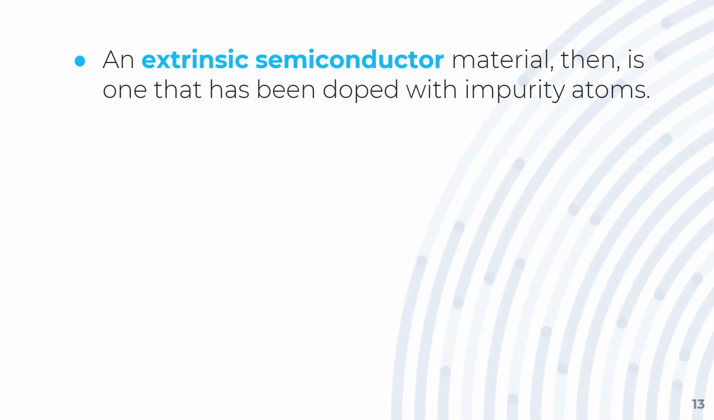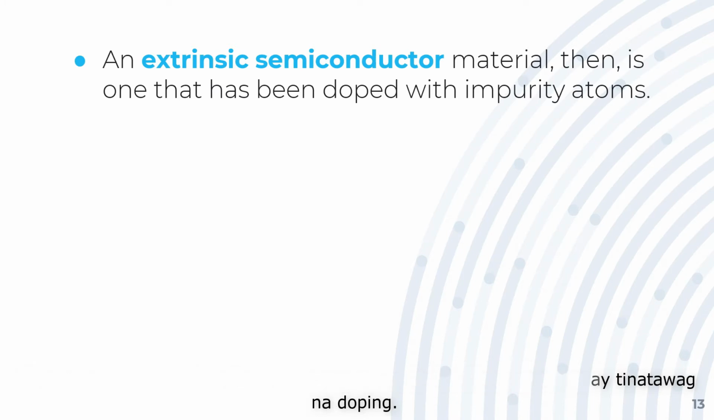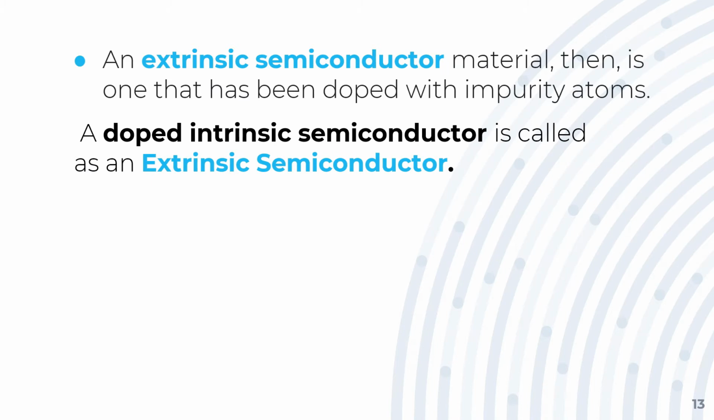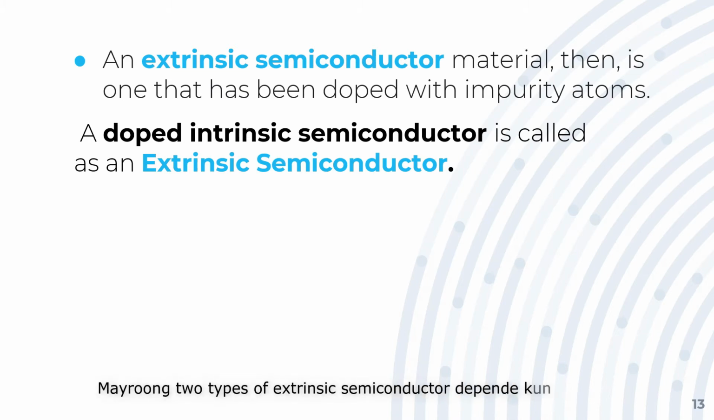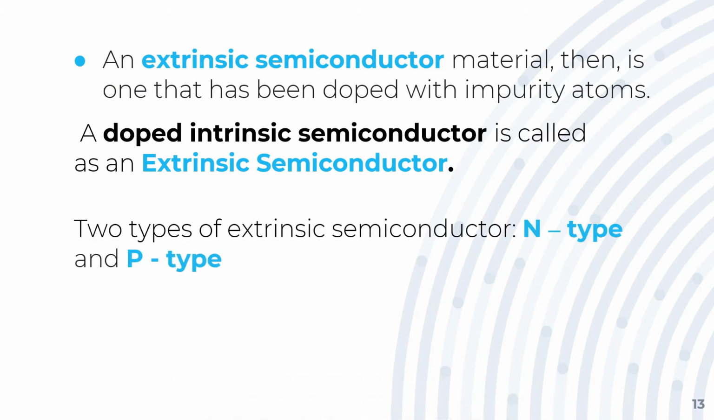An extrinsic semiconductor material, then, is one that has been doped with impurity atoms. Gaya nga ng nasabi natin kanina, ang process of adding impurities ay tinatawag na doping. Now, itong doped intrinsic semiconductor ay tinatawag na extrinsic semiconductor. Merong two types of extrinsic semiconductor, depende kung anong type of impurity ang dinagdag natin dito. Ito ang N-type extrinsic semiconductor and P-type extrinsic semiconductor.